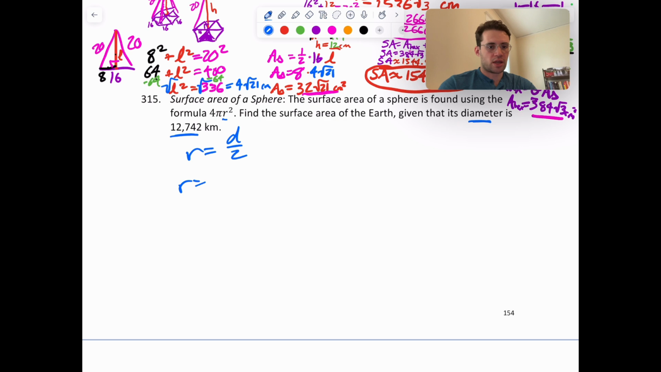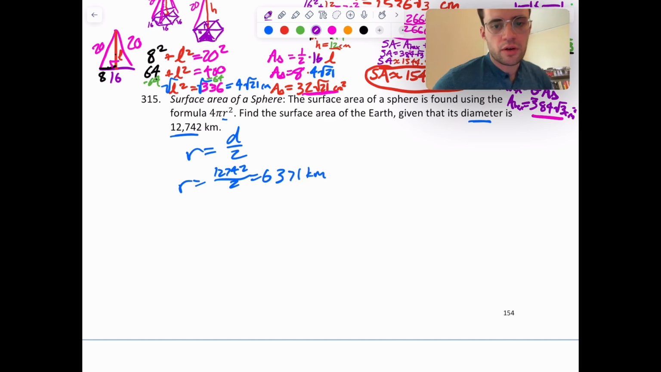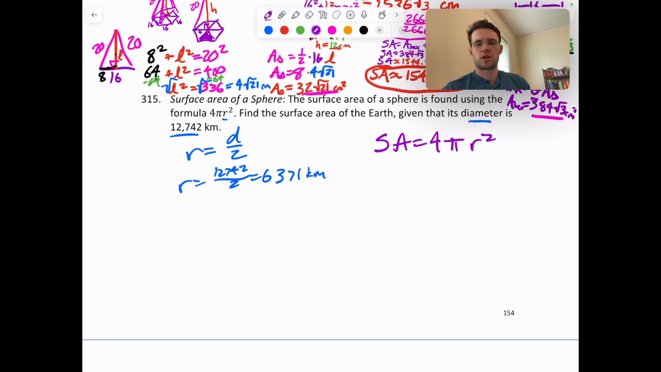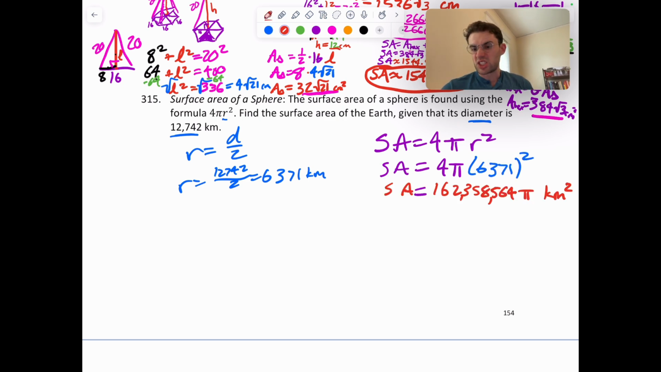So in this case, our radius is equal to 12,742 divided by 2, which would be 6,371 kilometers. We just plug it into our formula. We'd say surface area equals 4 times pi times the radius squared. In this case, that's 4 times pi times 6,371 squared. That's 162,358,564 pi kilometers squared. If you want an actual estimate in terms of kilometers squared, you just multiply that out.